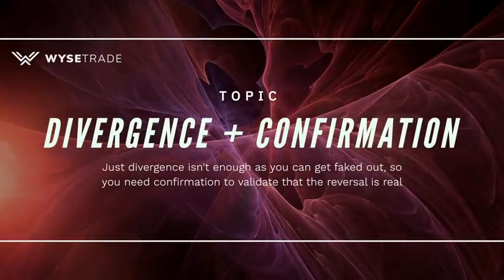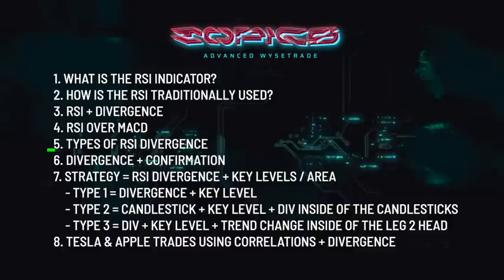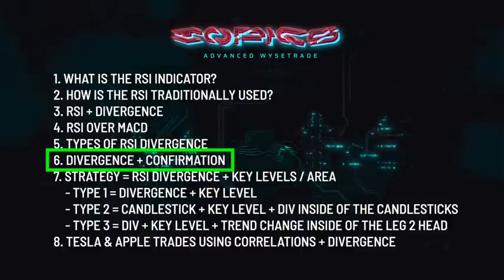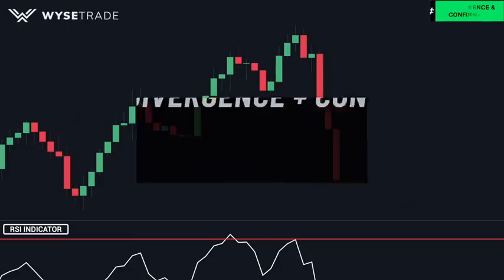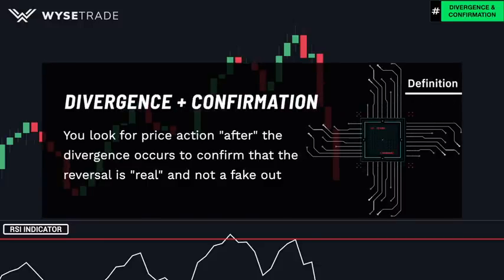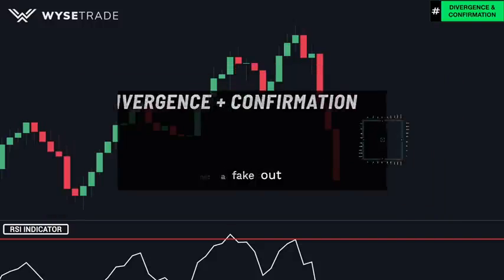combining divergence with confirmation. So divergence combined with confirmation means you look for price action after the divergence occurs to confirm that the reversal is real and not a fake out. So let's break this down.